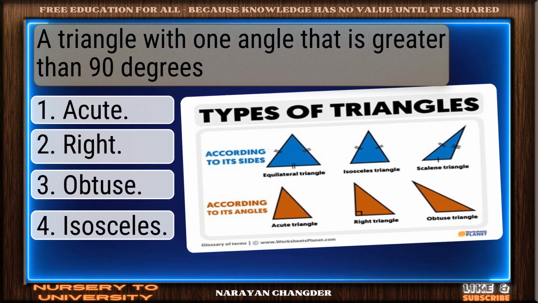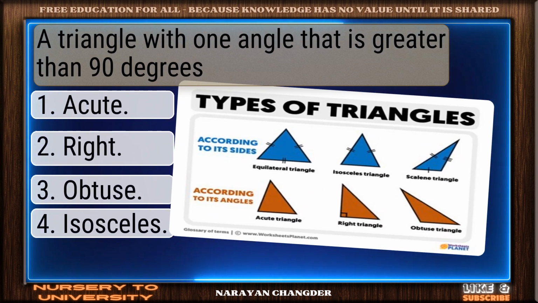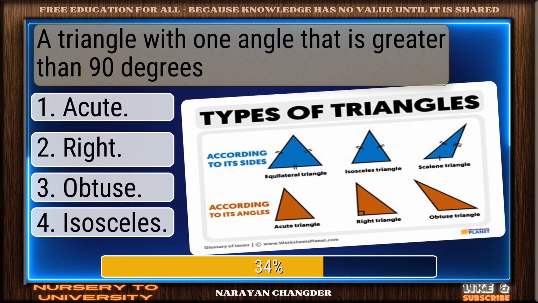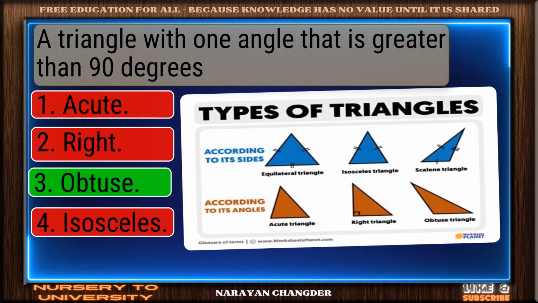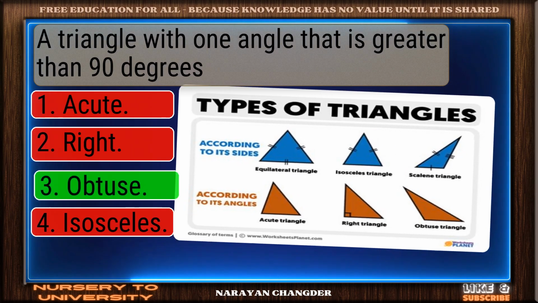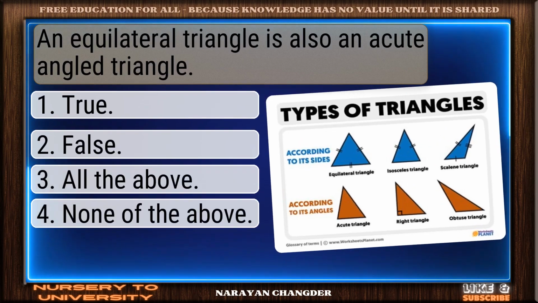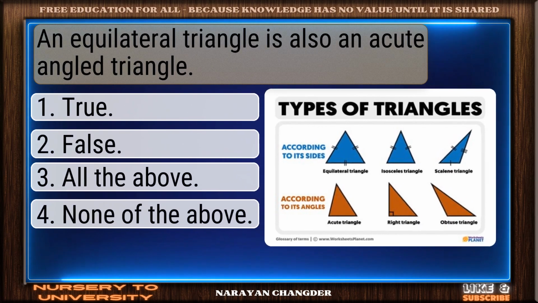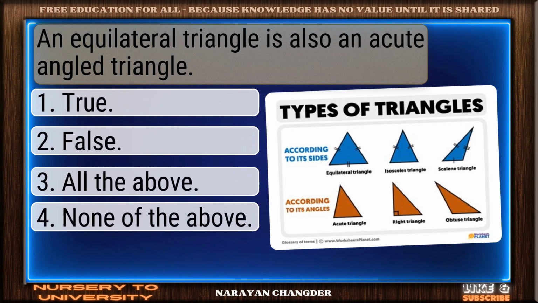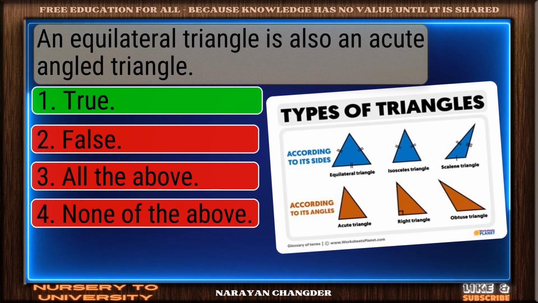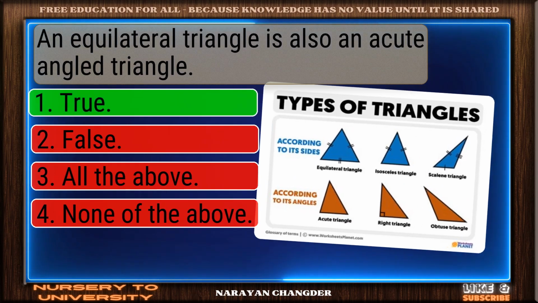Question number 67. A triangle with one angle that is greater than 90 degrees. Correct response. Obtuse is the most accurate answer. Question number 68. An equilateral triangle is also an acute angled triangle. Sharp thinking. True is the right choice.